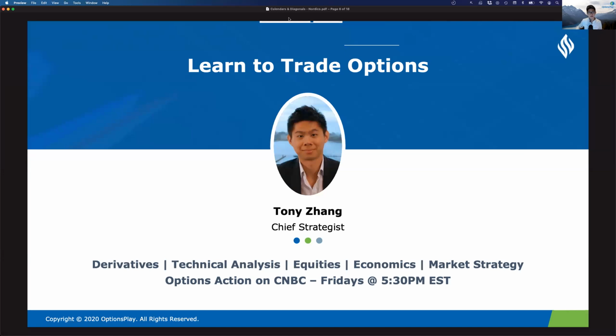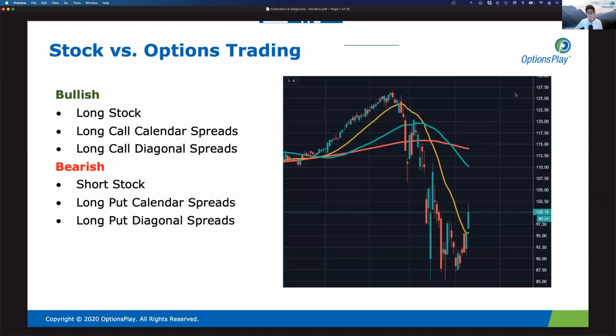I'm the chief strategist here at OptionsPlay, and I want to share with you the strategies that you can use, or how creatively you can utilize options to provide fairly customized payoffs for the outlooks that you have in the broader markets, and more importantly, how to do that with limited risk.